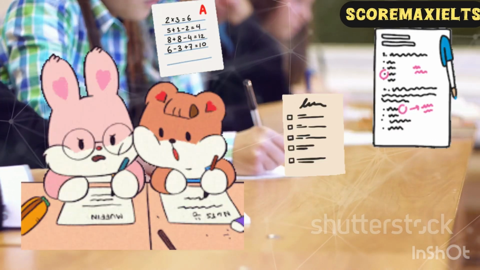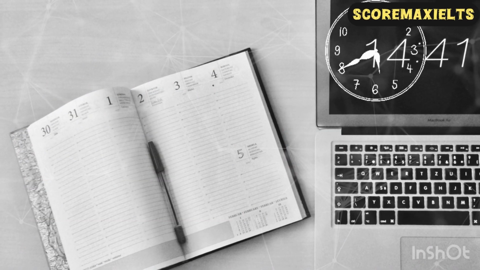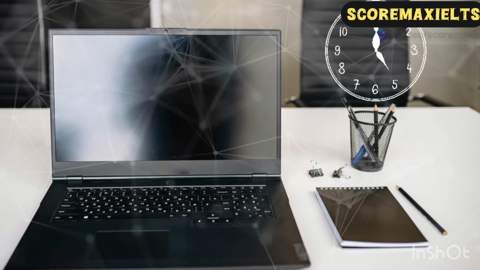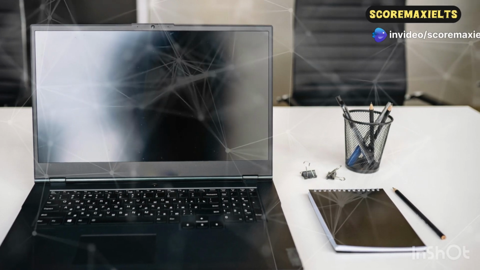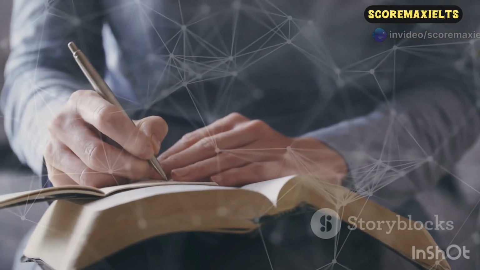To prepare for the real test conditions, it is crucial to practice with a timer. The IELTS writing test has a strict 60-minute time limit. You need to be able to plan, write, and review both tasks within this period. A good strategy is to spend 20 minutes on Task 1 and 40 minutes on Task 2.